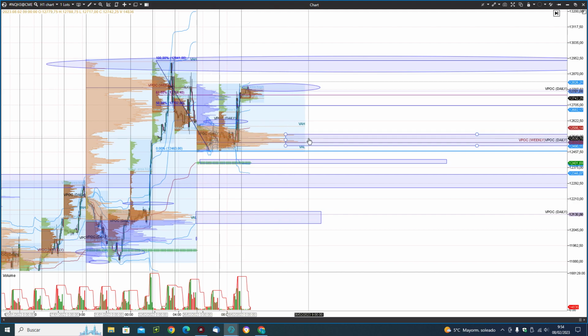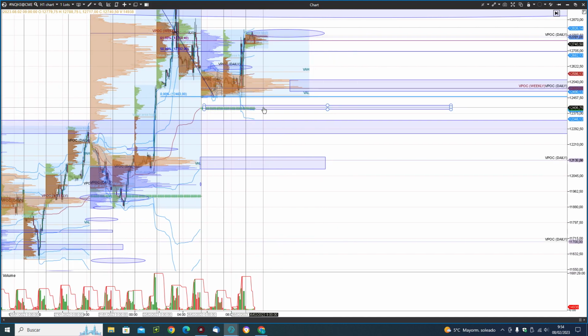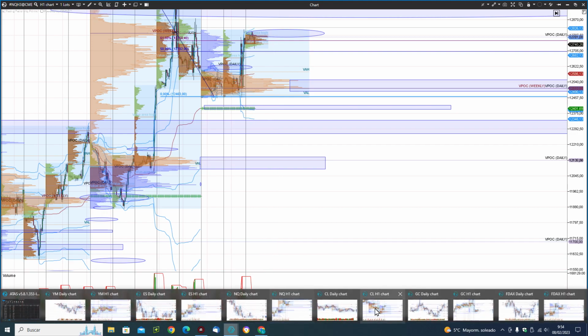It's the high volume node, this range of the current week, between 12,550 to approx 12,486. If the price breaks this zone, it could go to the final of VWAP of last week, 12,405. Okay, let's see.